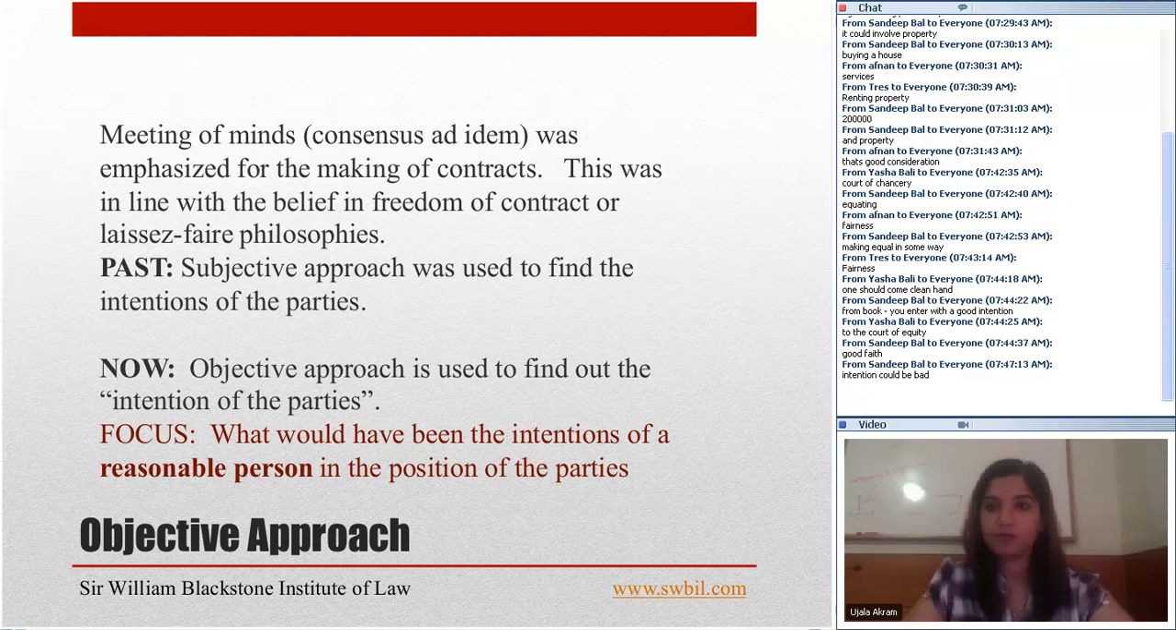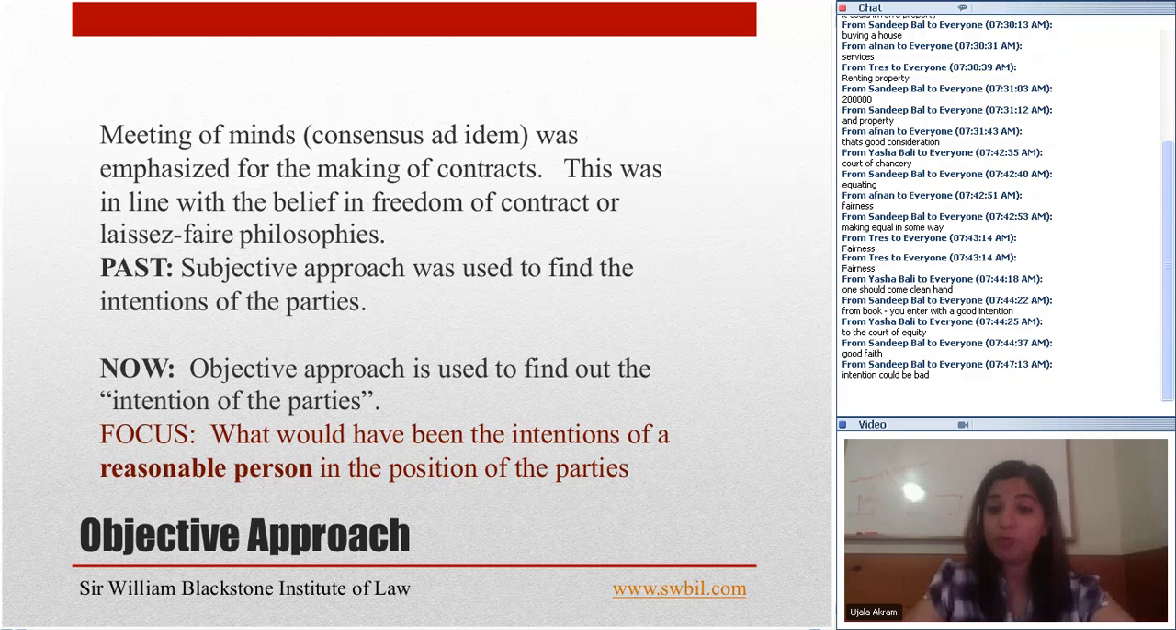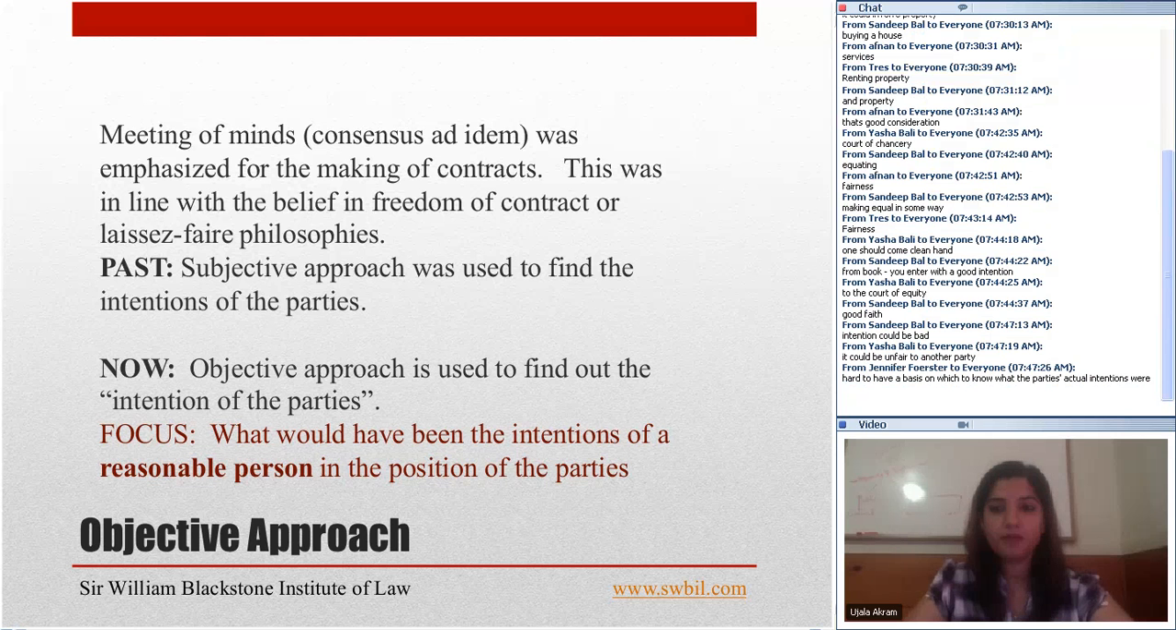Intention could be bad, yes, absolutely. It could be unfair to another party, yes. Hard to have a basis on which to know what the party's actual intentions were. Very good, excellent, Jennifer. So in court, this complication can arise that Jennifer mentioned. And anyone could say that I did not mean this, right? If you and I enter into a contract, and if there is a dispute, we go into a court, and I can always say that I did not mean it, and you mistook it. So there's no way to actually know what my intention was.